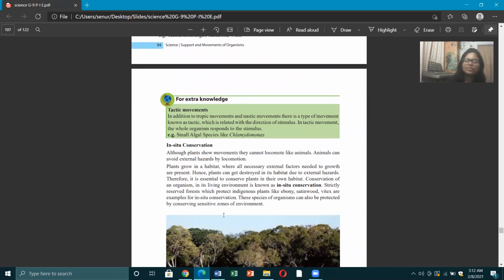And then there is an extra thing, tactic movements. You'll have to learn that as well, because even if it comes under extra knowledge, it comes for MCQs as well. Okay, so you have to study it. There is another one, tactic. It's related with the direction of the stimulus. The stimulus direction is the base here, children. Right? That means the whole organism responds to the stimulus, not just one part but the whole organism. So they give this example for MCQs.